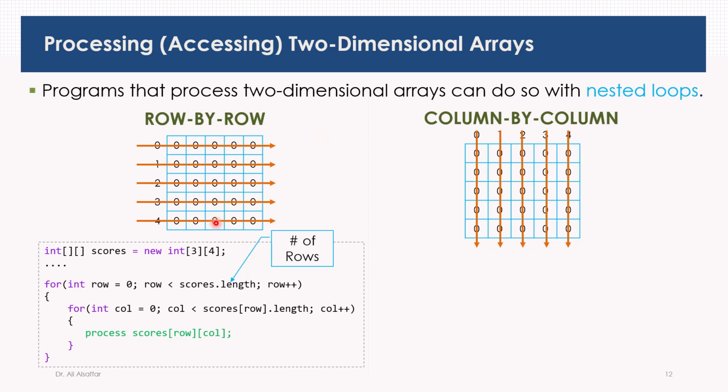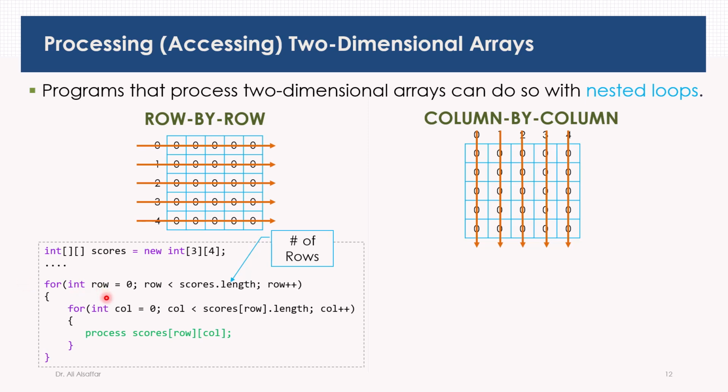For row by row processing, imagine we have a two-dimensional array called scores of integers. It has 3 rows and 4 columns. Now we have nested loops, so we have a for loop that has another for loop inside it. If you want to process the two-dimensional array row by row, then make the outer loop responsible for counting the number of rows.